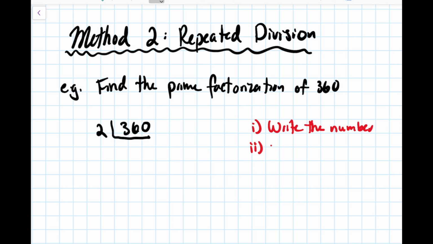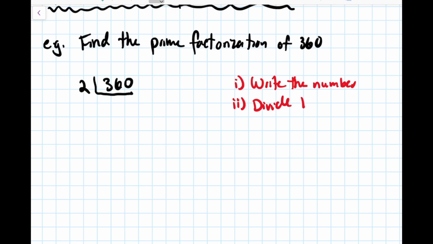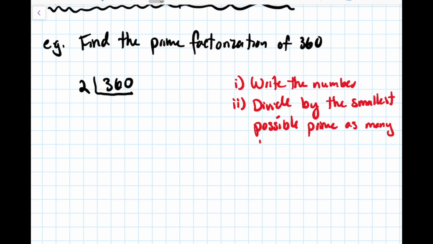So step 2 is divide by the smallest possible prime number as many times as you can. So you're not just picking random things that are going to divide. You're going to always go with the smallest thing. It doesn't ruin this if you don't go with the smallest thing or if you don't go in order, but it does have to be a prime. So if you start dividing this thing by 10, this whole method is going to fall apart. It will not work. So you've got to make sure you're dividing by prime, and it really is preferable that you go sort of in order from smallest to biggest.